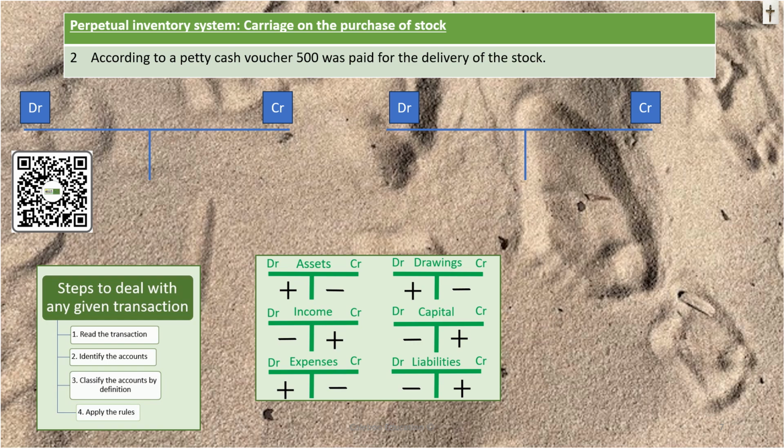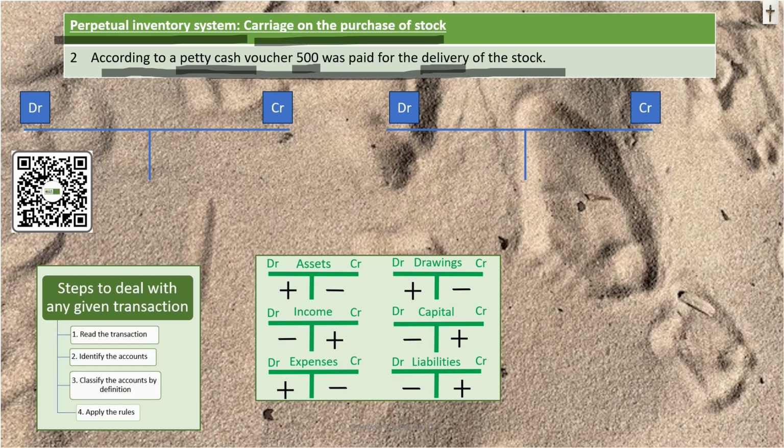This brings us to transaction number 2. We had to pay for the delivery of the stock. Money was used from our petty cash. 500 euros was spent on the delivery of the stock. And we're in the perpetual inventory system. So we're looking at the carriage inwards of stock.